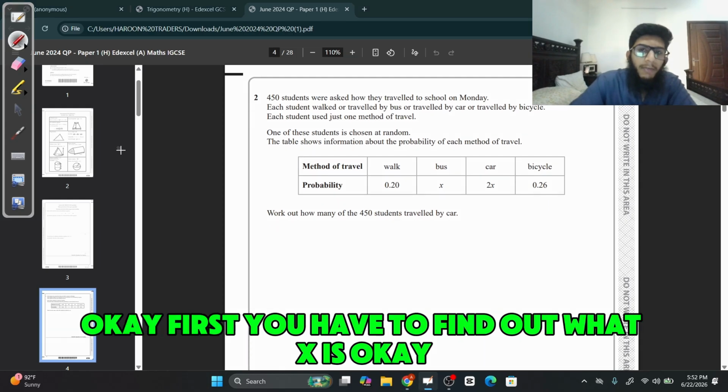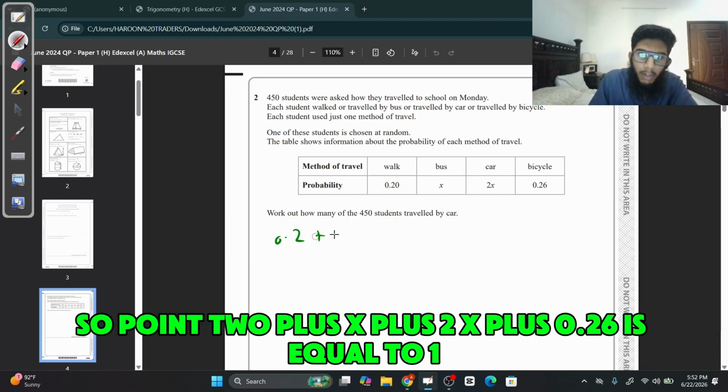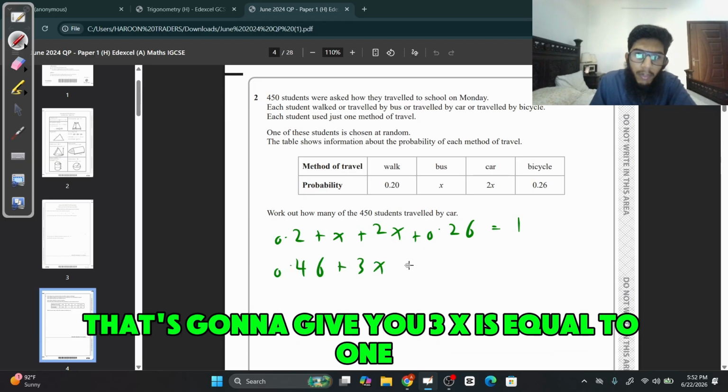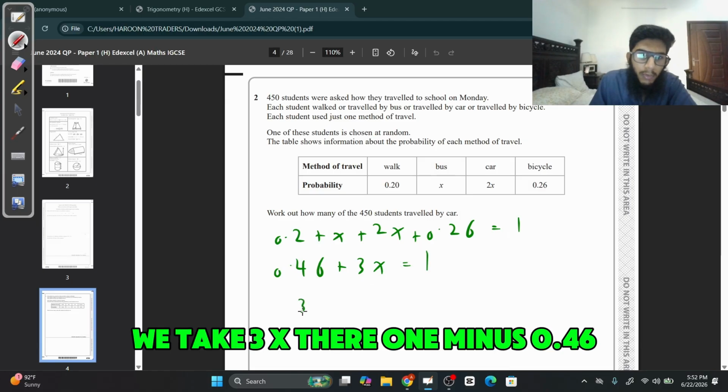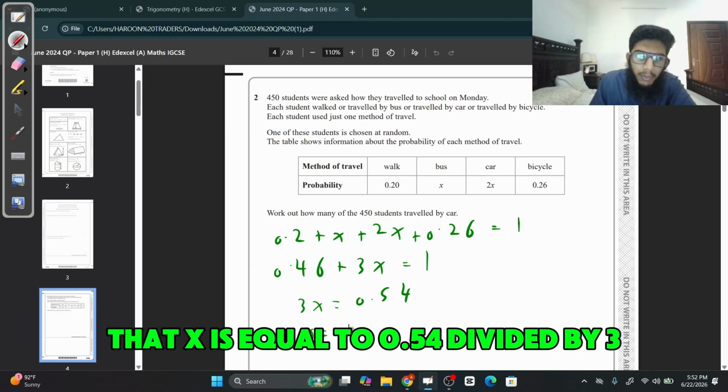First, you have to find out what x is. We know that the probabilities add up to 1. So 0.2 plus x plus 2x plus 0.26 is equal to 1. 0.2 plus 0.26 is 0.46, and x plus 2x gives you 3x. So 3x is 1 minus 0.46, which is 0.54. So x is equal to 0.54 divided by 3.